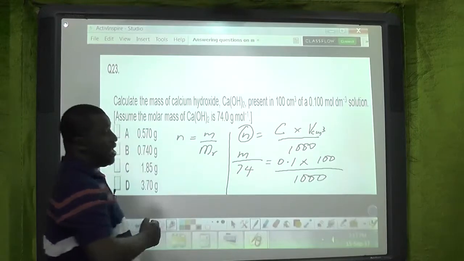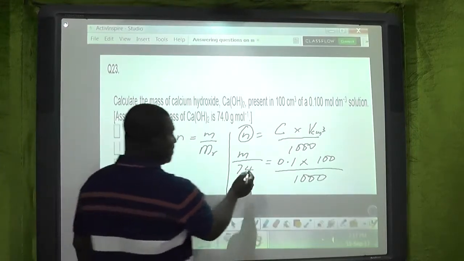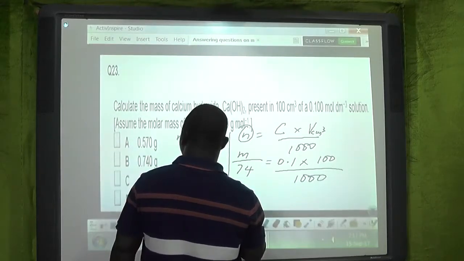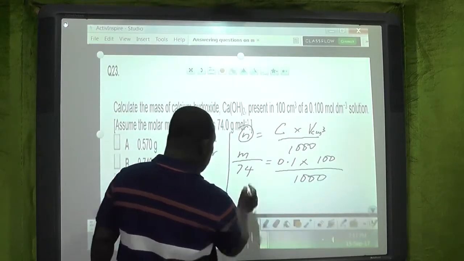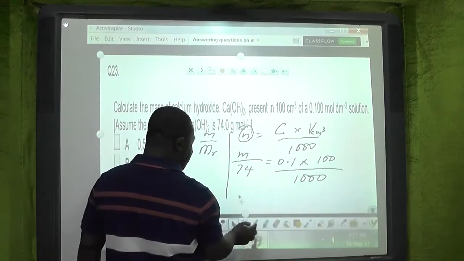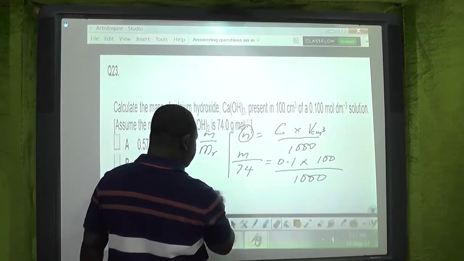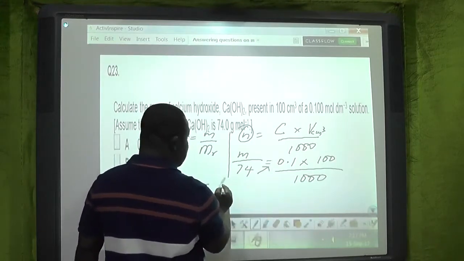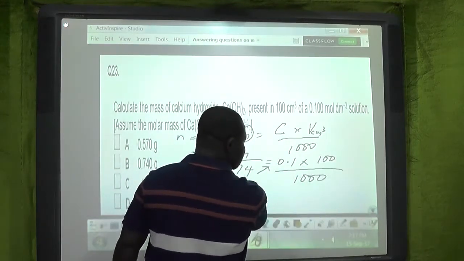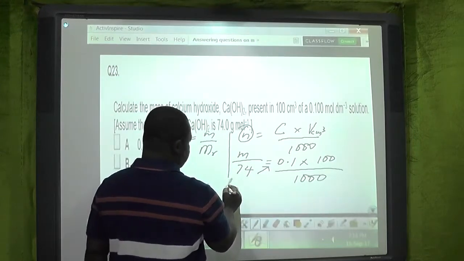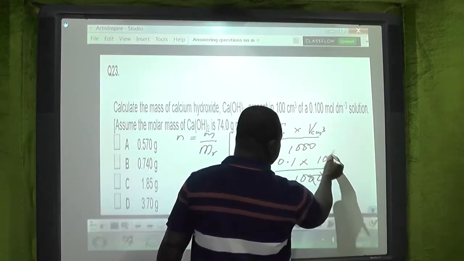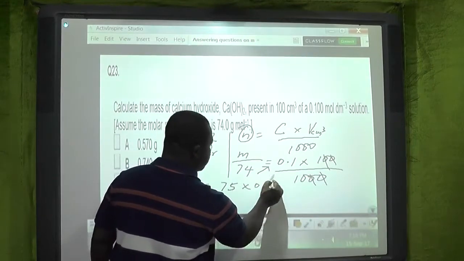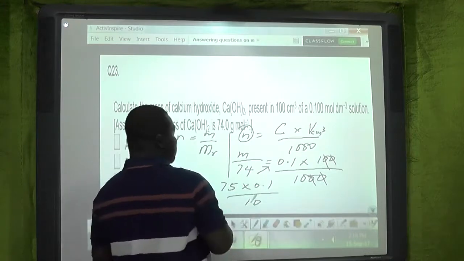My answer is almost there now. I'm almost there. So mass is just this multiplied by 74. That multiplied by 74, that is quite easy for me. So I just cross multiply there. I say mass is equal to this multiplied by that. 0.1 multiplied by 100 is 10. So 74 multiplied by 0.1 divided by 10.